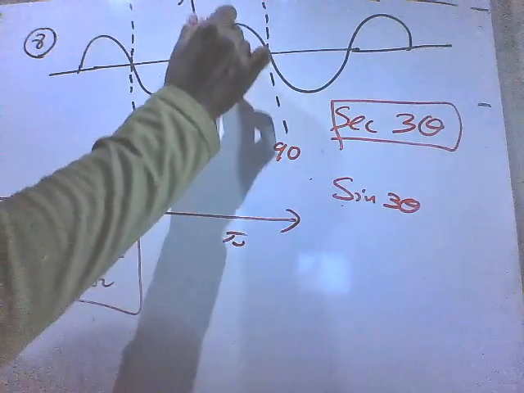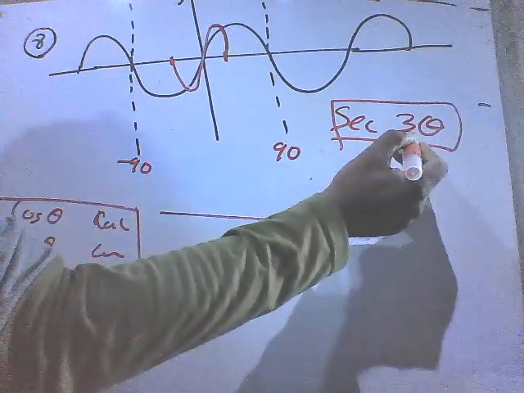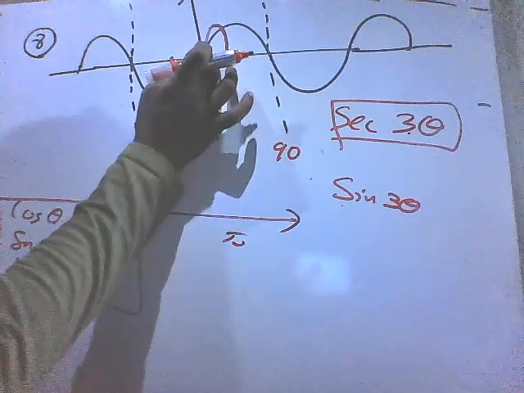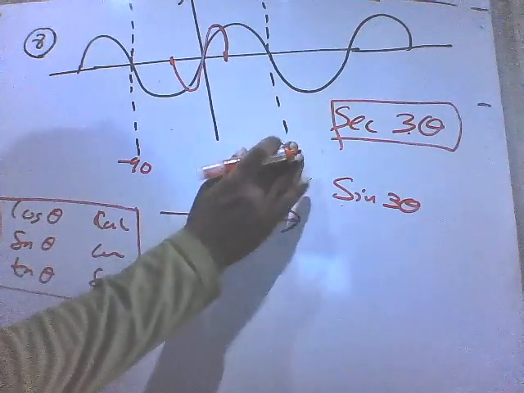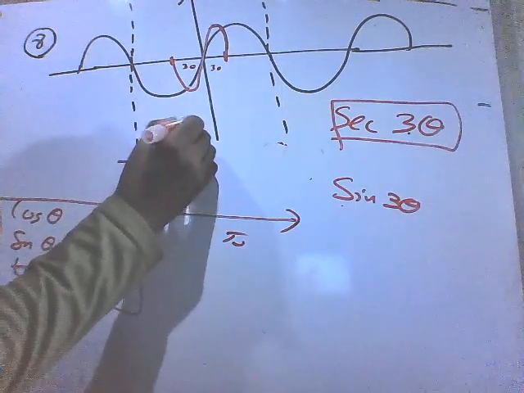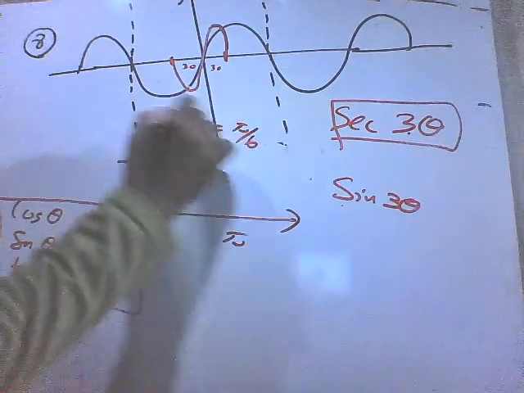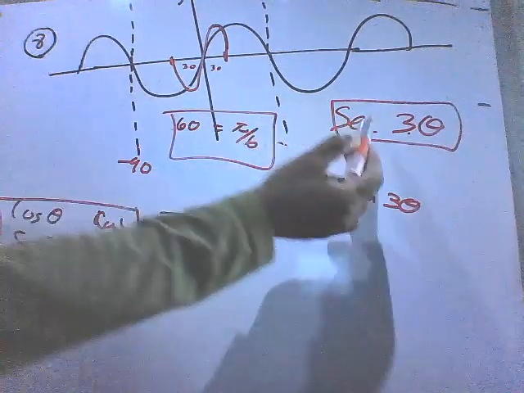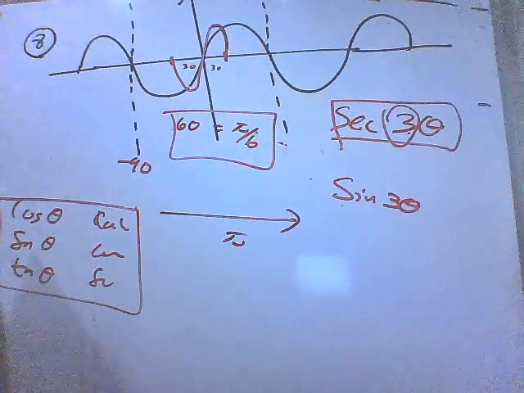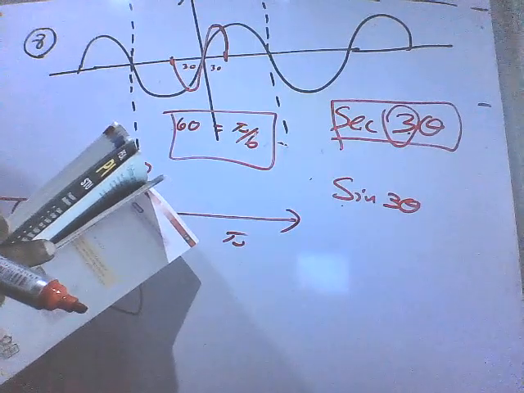What would happen to the period if this becomes 3? It gets shrunk along the x-axis. So now this is 30, 60. 60 means pi over 6. The same way for sec theta also, if it is 3, it will be pi over 6. So you can draw and see, it just comes to that. But your job is to draw.